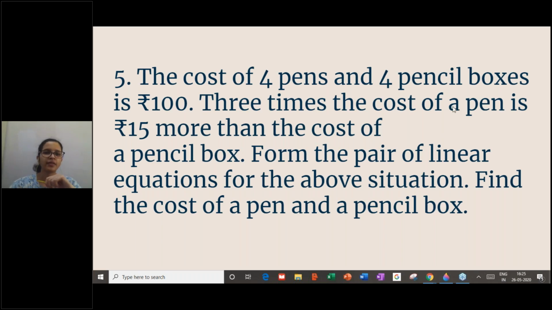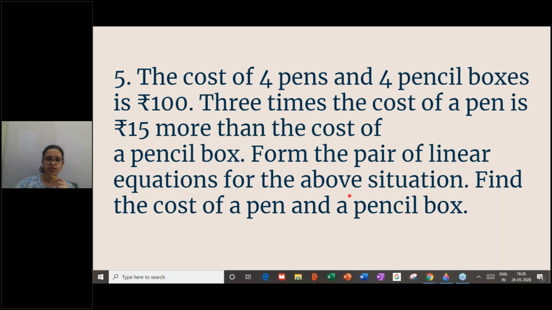From that, the next step will be the cost of 4 pens and 4 pencil boxes is given. So it will be 4x plus 4y is 100, right? And the second equation will be 3 times the cost of a pen is 15 more than the cost of a pencil box. So 3 times the cost of a pen is nothing but 3x. Is 15 more than the cost of a pencil box will be equal to 15 plus 4y. And then that is a pair of linear equations you've got.